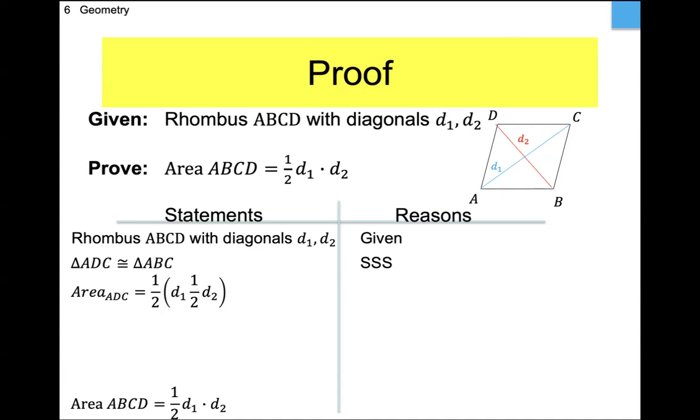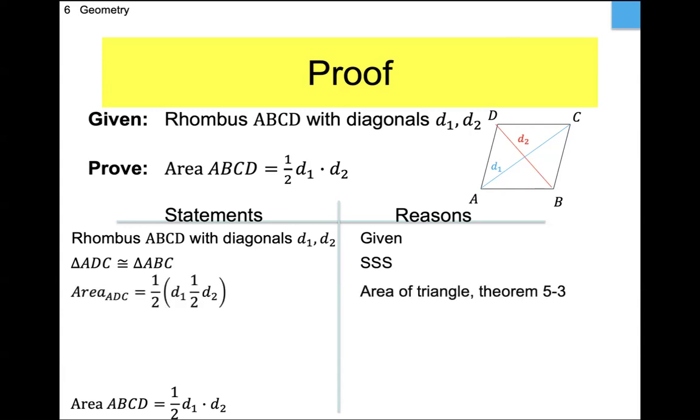Why half of D2? All right, we have to remember, from many chapters ago, that the diagonals of a rhombus bisect each other. So D2 would go all the way from D to B, but I only want half of that. And so that's why it says half of D2. Because remember, area of a triangle is 1/2 base times the height. And the height there would be half of D2.